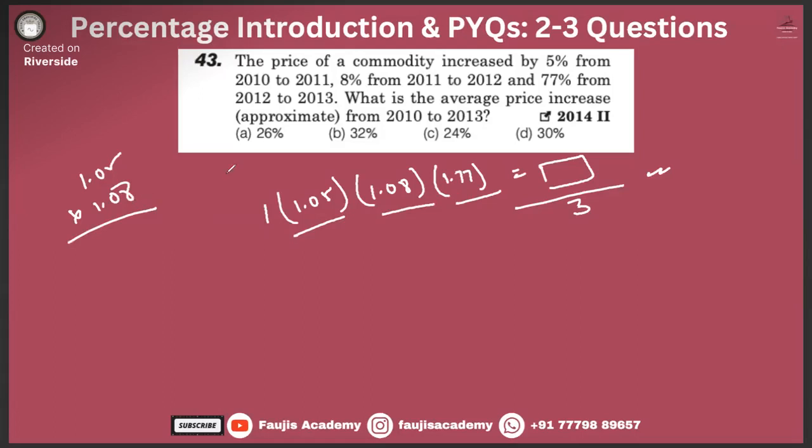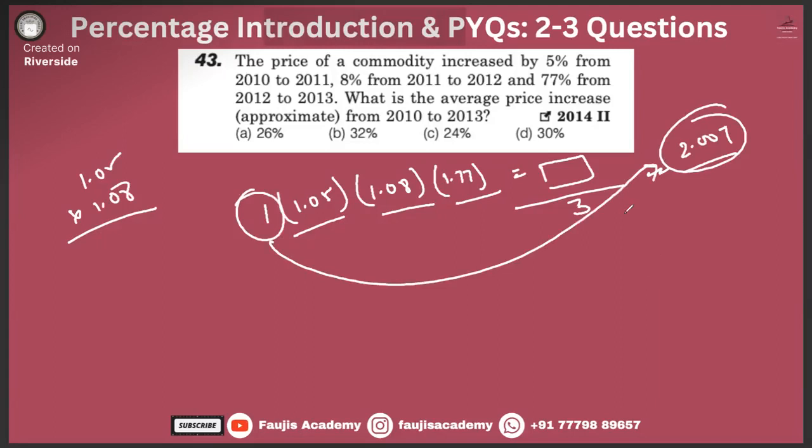Tell me, what is this value? Tell me up till 2 decimal places, guys. Quick, guys, quick. Multiplication value over here. 2.007. Initial was 1, 2.007. That means it got doubled. Doubled means what? 100% increase.